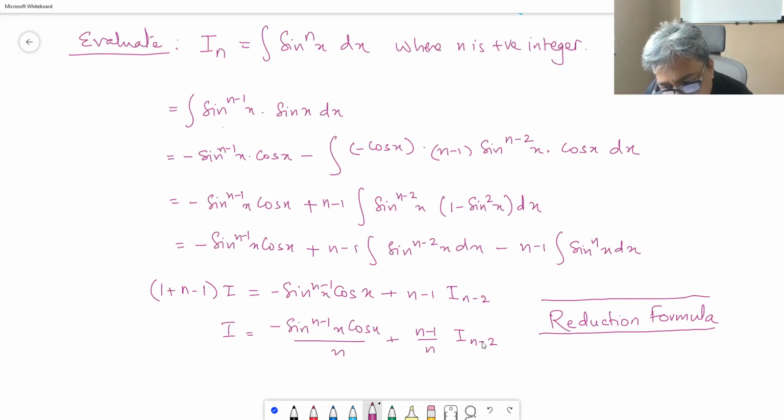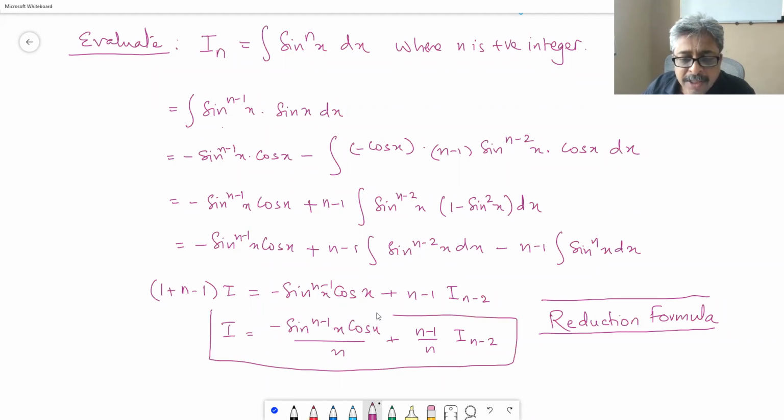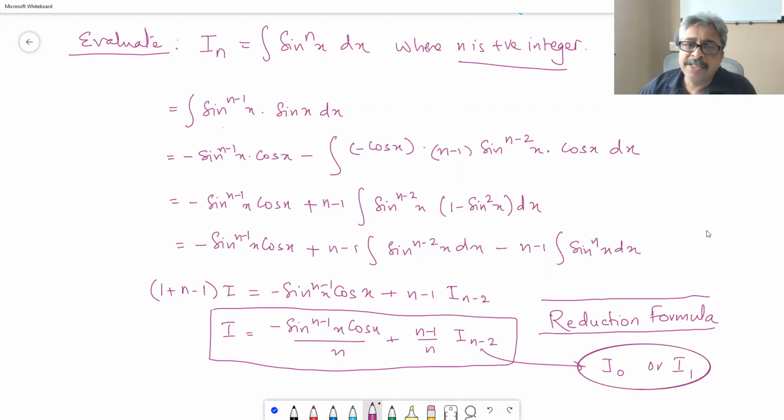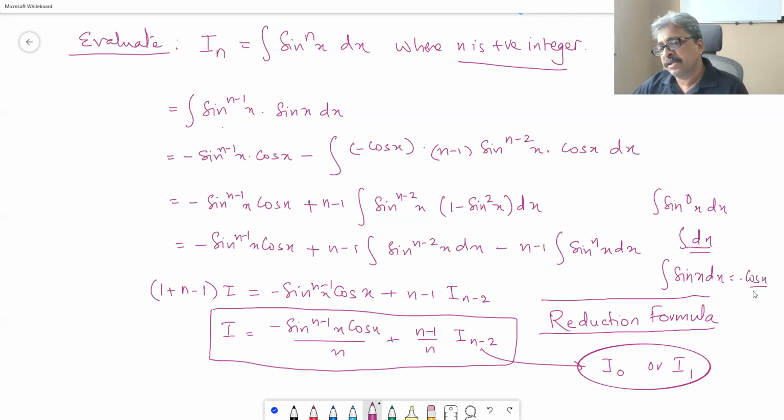If I want to express I n minus 2 in terms of I n minus 4, I have to use exactly same formula again. So you may think that we have done it at this stage, because if n is a positive integer, eventually this will reduce to either I0 or I1, which is easy. What is I0? That is integral sine raised to 0 x dx, which is integral dx. And what is I1? Integral sine x dx, which is minus cos x plus c.